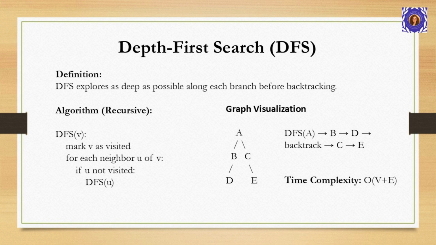Time complexity analysis. DFS visits each vertex exactly once and examines each edge exactly once, or twice for undirected graphs, giving us O(V plus E) time complexity. This is optimal since we must visit every vertex and edge at least once for a complete traversal. Applications. DFS is used in pathfinding, cycle detection, topological sorting, strongly connected components, and maze-solving algorithms.